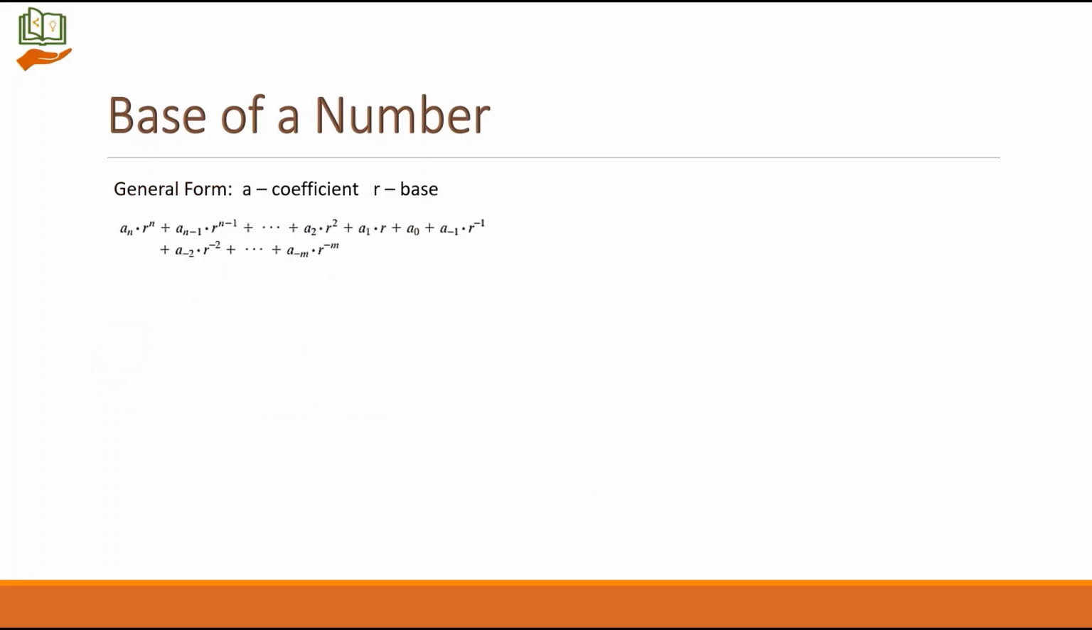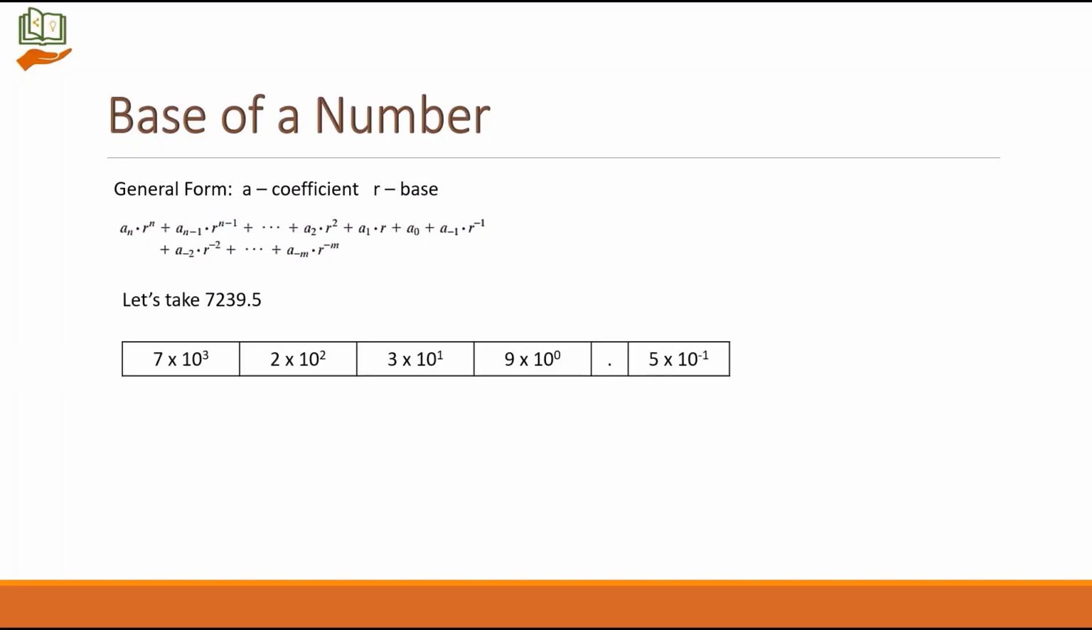Now let's take the general form again. What about numbers represented using decimal points? We'll take a number now, 7239.5. How are we going to represent this? 7239 is what we saw earlier and now the decimal point is here. After the decimal point, the representation goes to negative powers. It means r power minus 1, r power minus 2, r power minus 3. It starts from here.